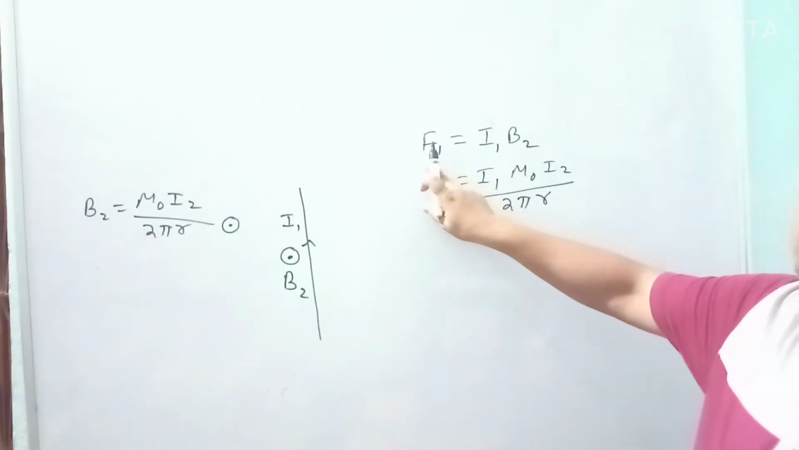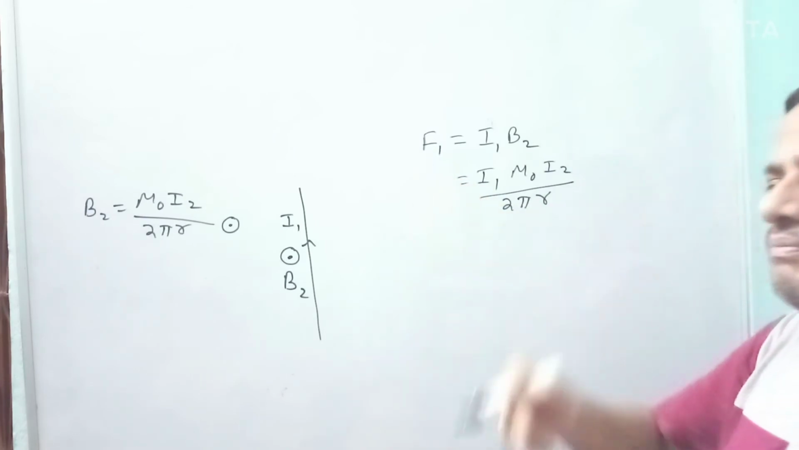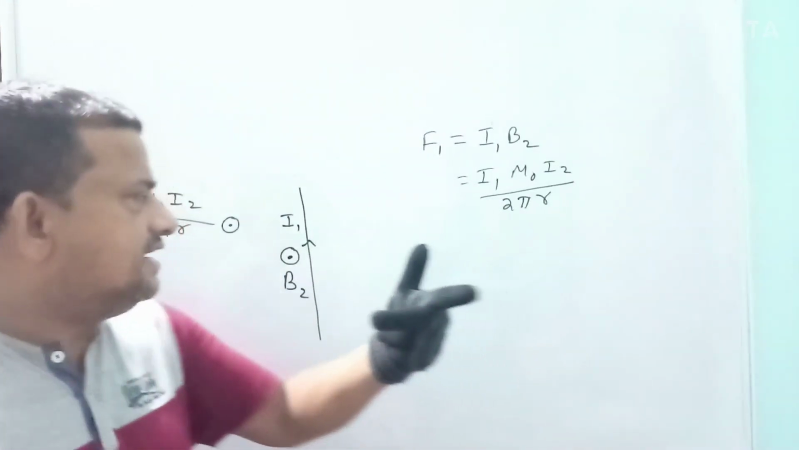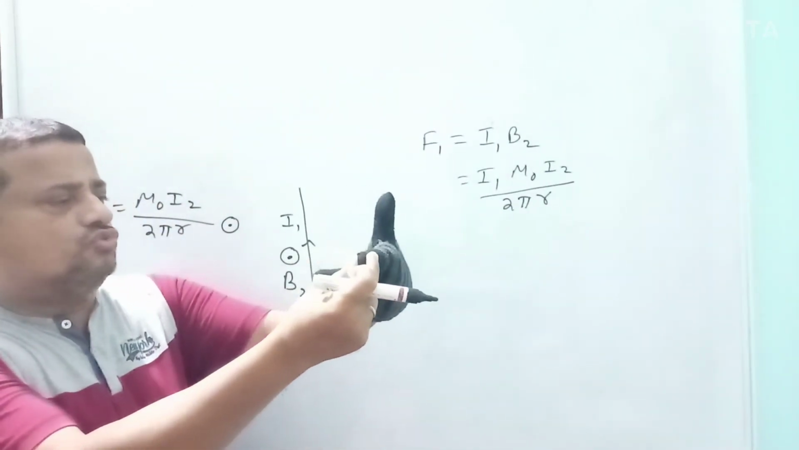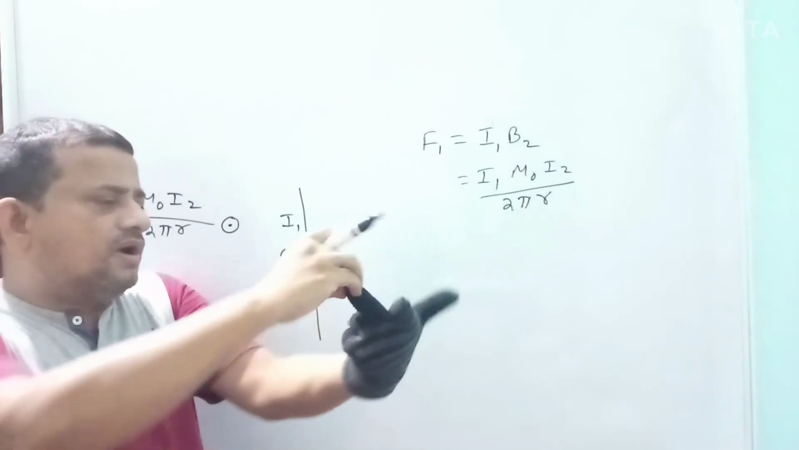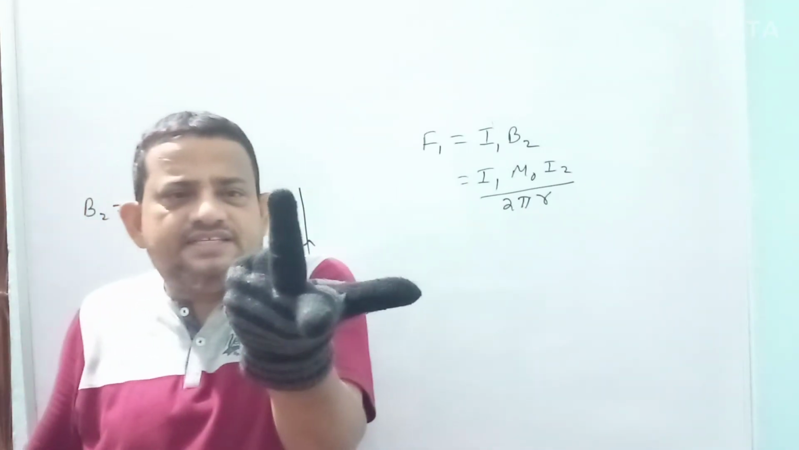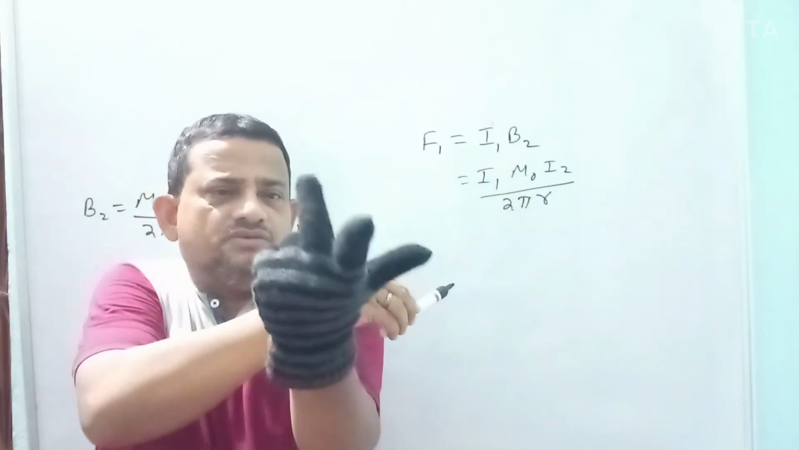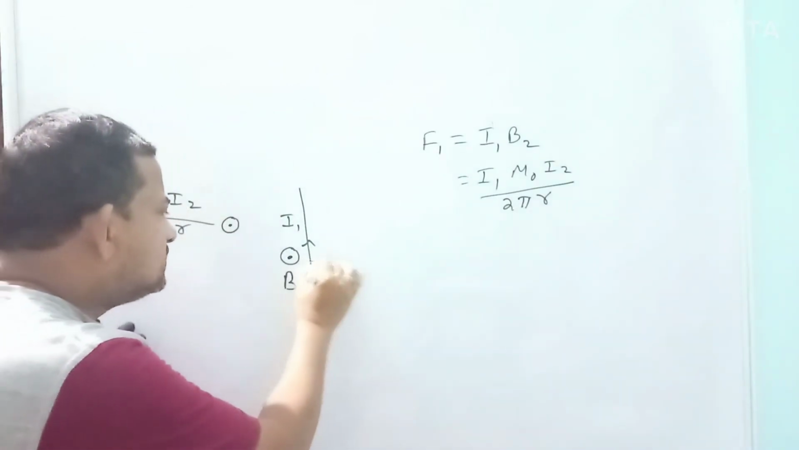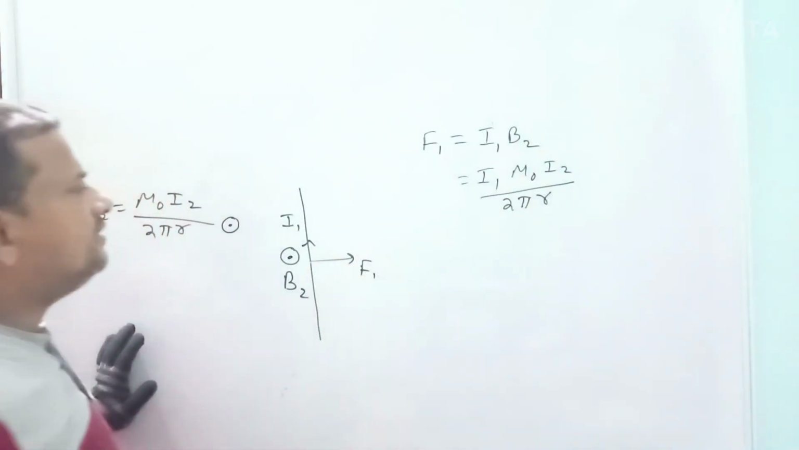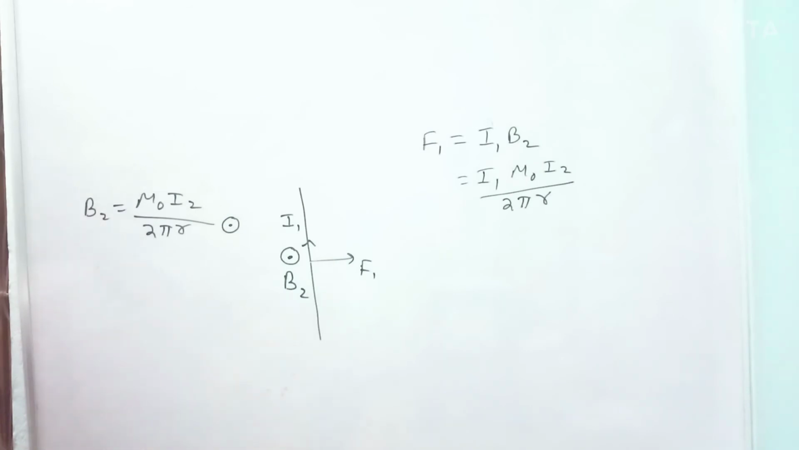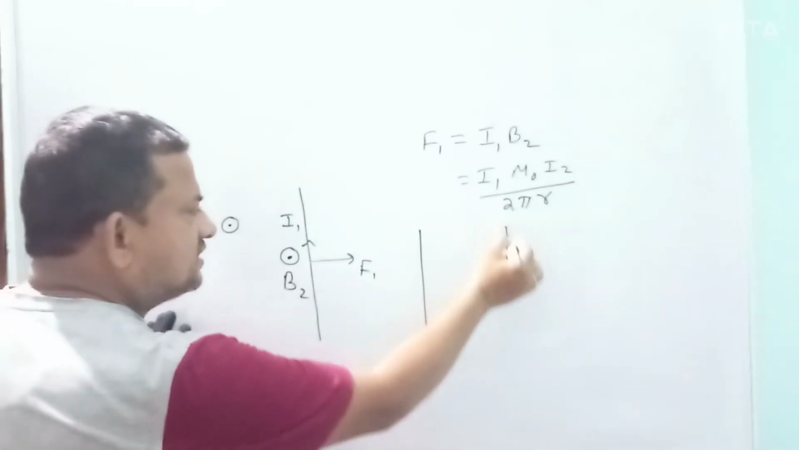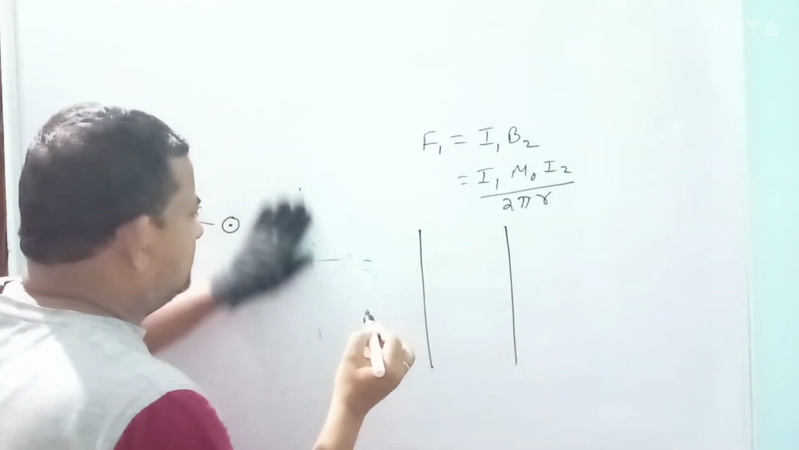What is the direction of this force? Again you apply Fleming's left hand rule. Magnetic field outward means towards you. Current is upward like this. I rotate my hand like this. So you see the thumb is in this direction. So force is in that direction. That means towards right.